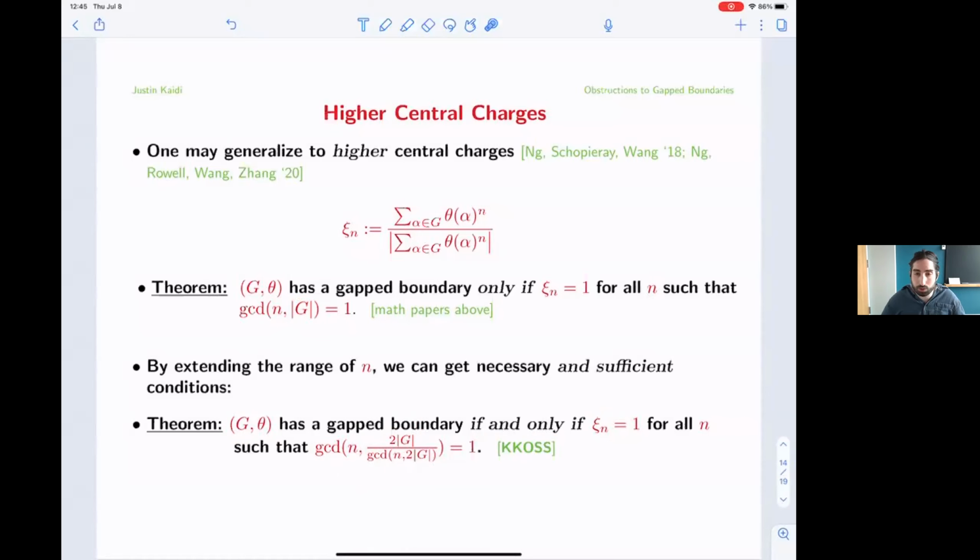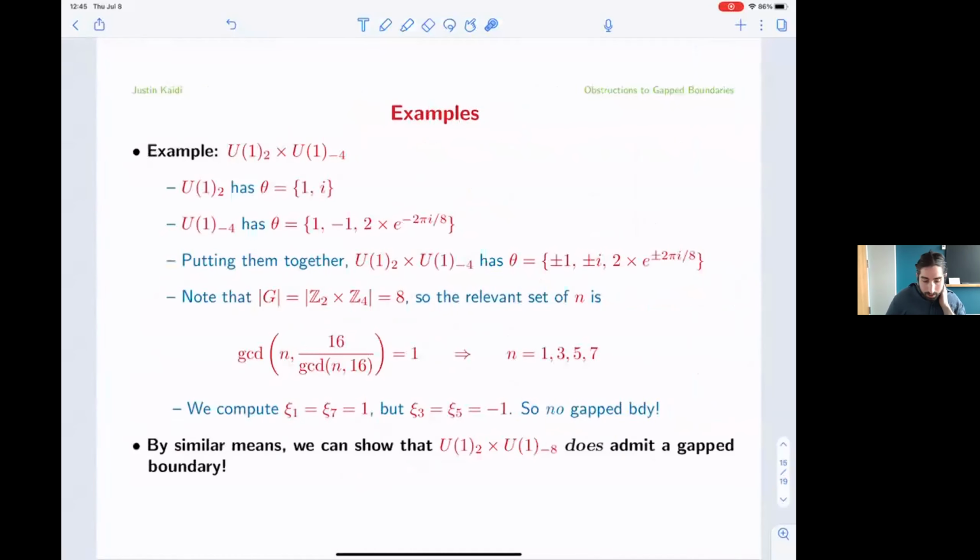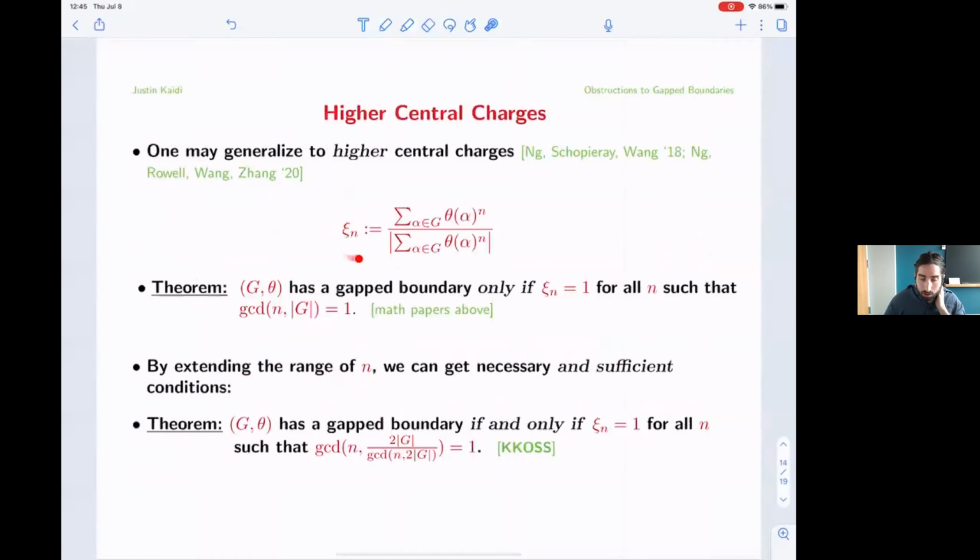So I'd now like to give you an example of this in practice. Let's illustrate this by means of an example. And here I'm going to use a simple example that we already analyzed before. So we already know the answer in this case, but it's a good check of this. I want to check if U(1) level 2 times U(1) level minus 4 has a gapped boundary. And in order to do so, I have to compute all of these higher central charges here for n which satisfies this.